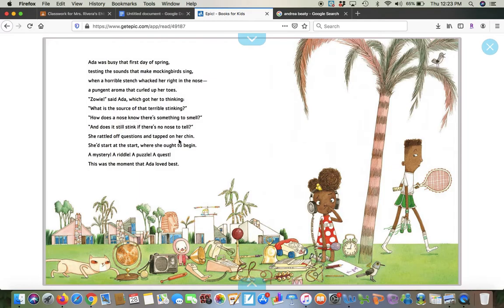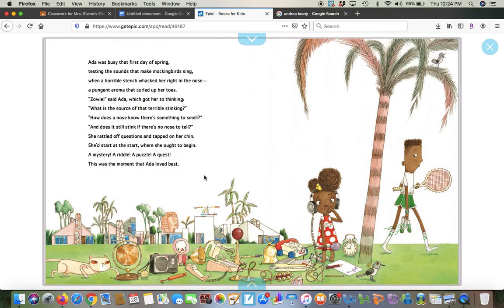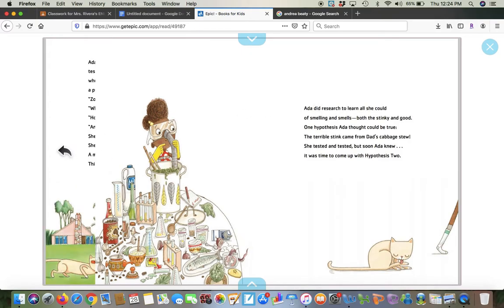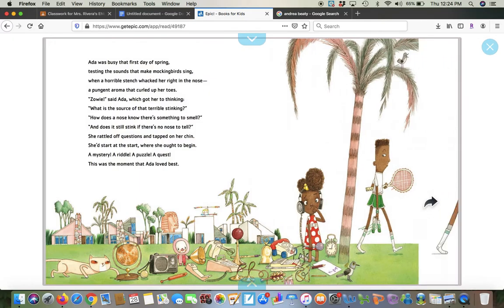She rattled off questions and tapped on her chin. She'd start at the start where she'd ought to begin. A mystery, a riddle, a puzzle, a quest. This was the moment that Ada loved best. So, one of her hypotheses in this story, she wants to know. She has a lot of questions, but she really wants to know what is making the smell. And how does a nose know there's something to smell? So how does it know that it's time to smell something?